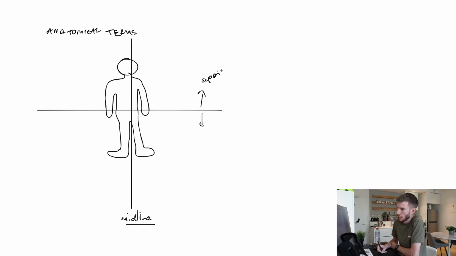superior, so higher than, or inferior. Now that's not to say that something below the line is not superior. It's all relative to the position of something. So if we're talking about the knee, then we would say that the foot is inferior to the knee and the hip, for example, is superior to the knee. So it's really just a positioning.